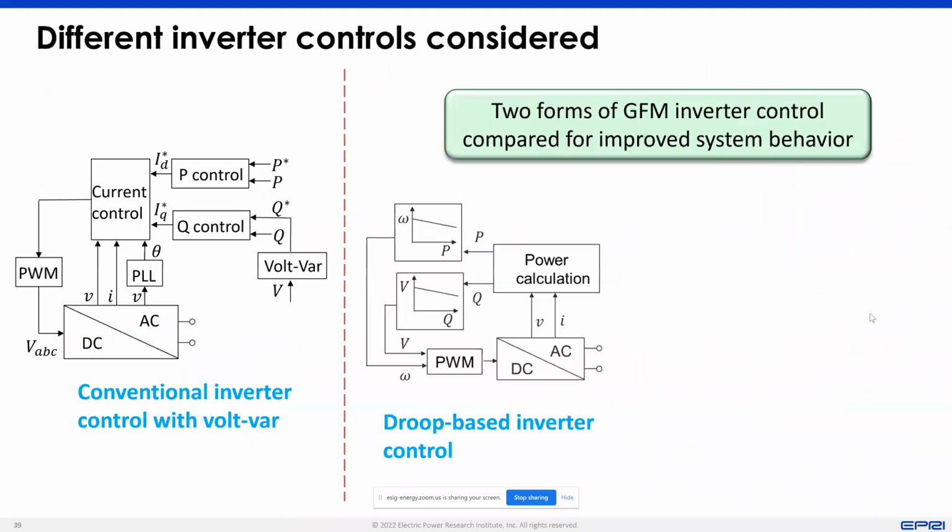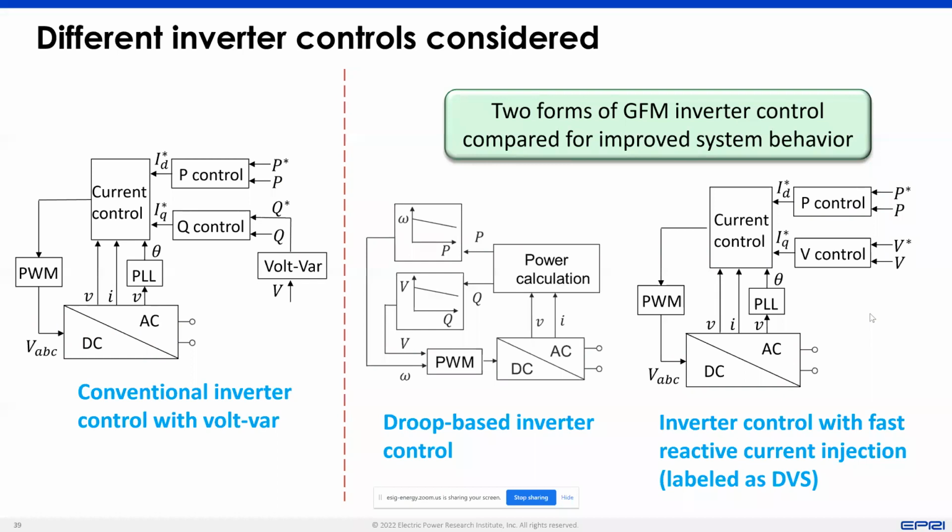Now I'll go over the 2 types of controls that we used. For the conventional control, the main difference between all of these is more on the reactive power control part. For the conventional control, we use volt-var. For those of you that are not familiar with volt-var, it's basically a very slow droop type of control where you measure the voltage and then try to adjust the reactive power of the inverter output.